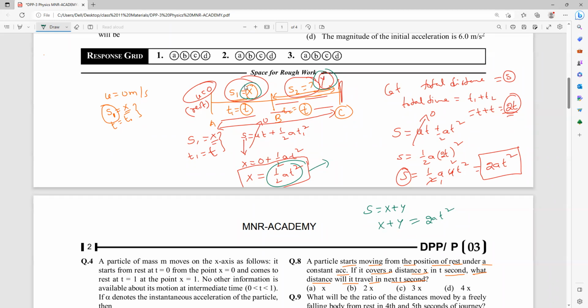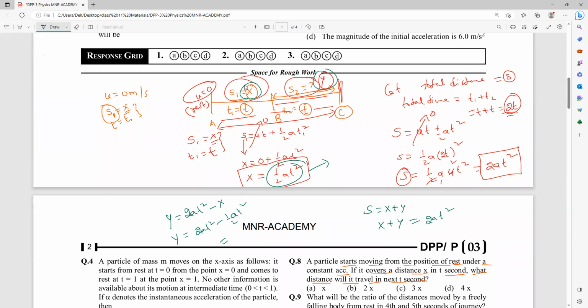So let us see how to do it. I will write Y is equal to 2at square minus X. Is it okay? So Y is equal to 2at square minus the X value, which is half at square. Okay, so you can do that.